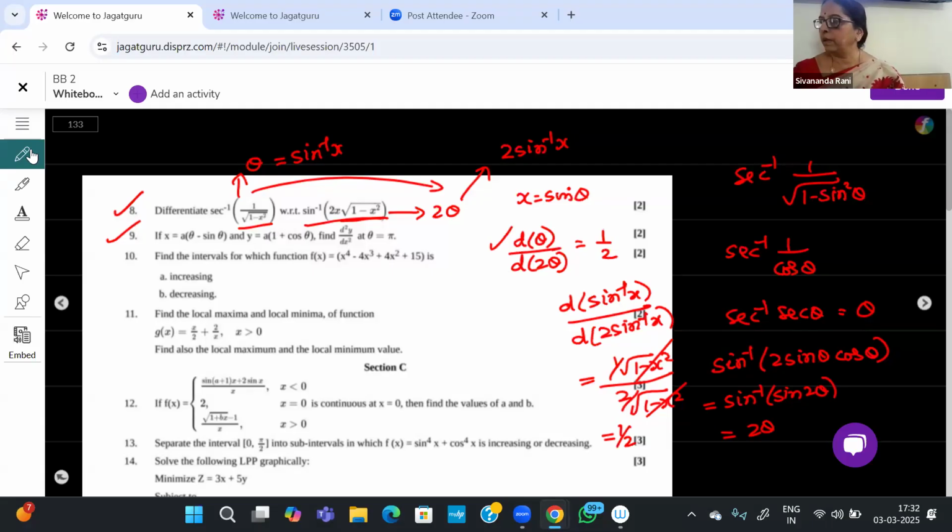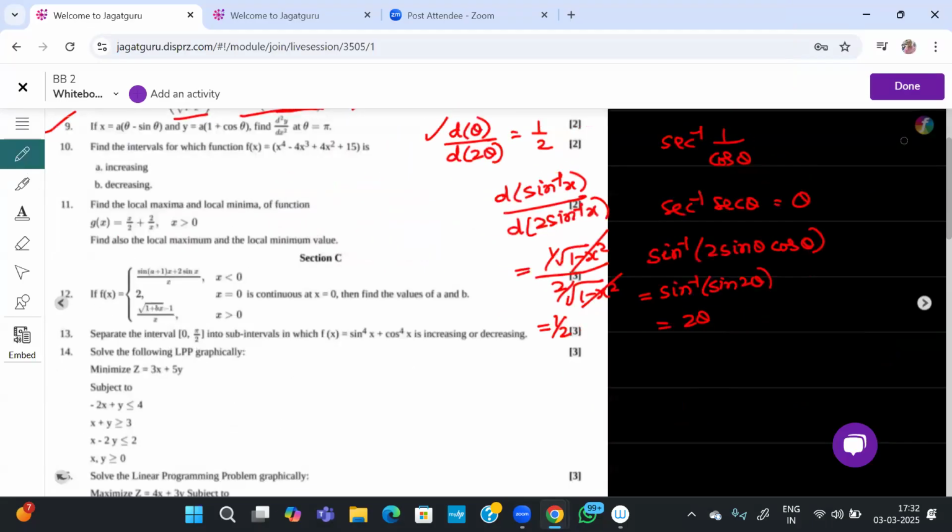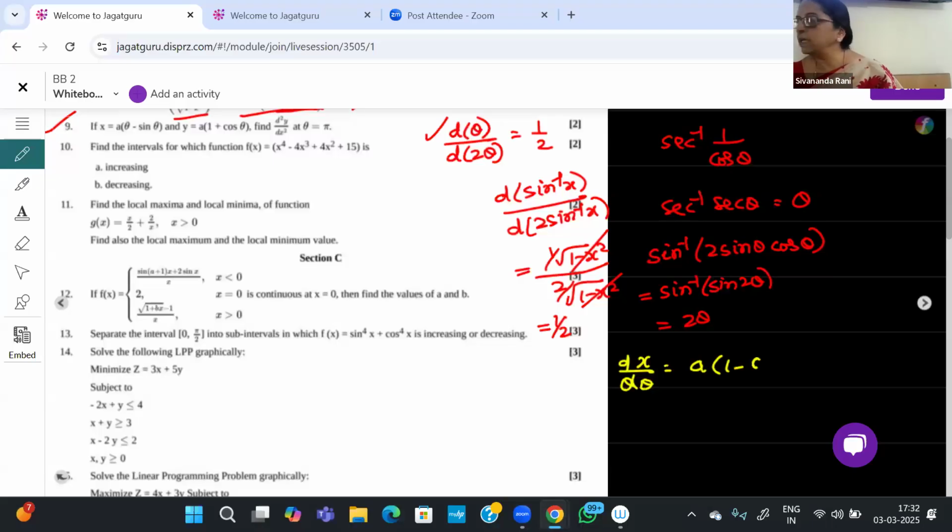Fine. Can you tell me the answer? I got 1 by 4a. Plus or minus? Plus. Okay. So did you all get dx by d theta to be a into 1 minus cos theta? Did you get that? Yes, ma'am. Derivative of theta is 1, derivative of minus sin theta is cos theta. So let's find dy by d theta, a into minus sin theta.